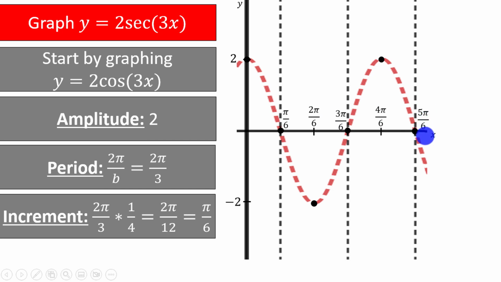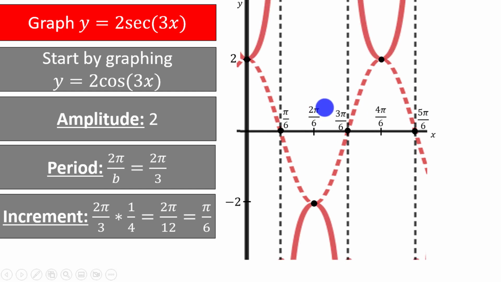Then I know that cosine and secant have a shared point at any of the maximums or minimums, so that would be here, here, and here. All of that information should be enough for you to finish drawing the function. Here is what the graph of y equals 2 times the secant of 3x looks like.